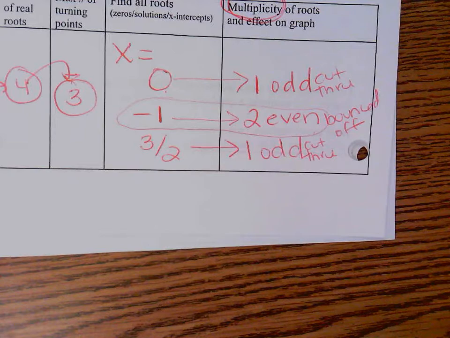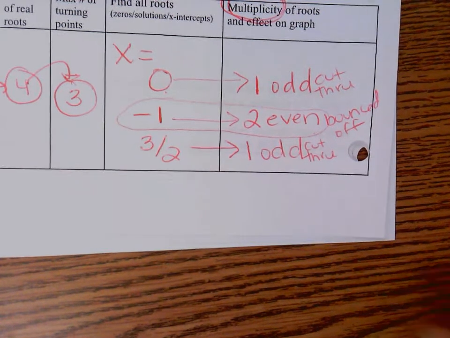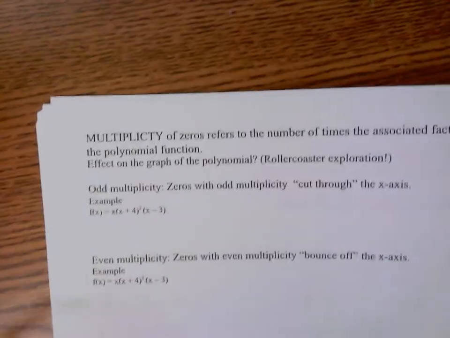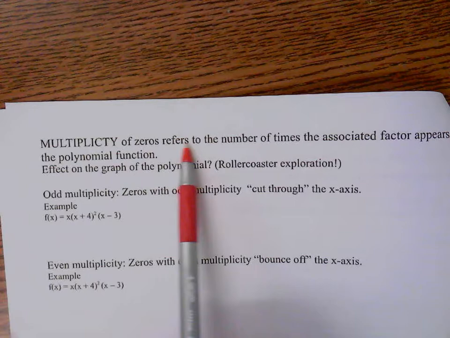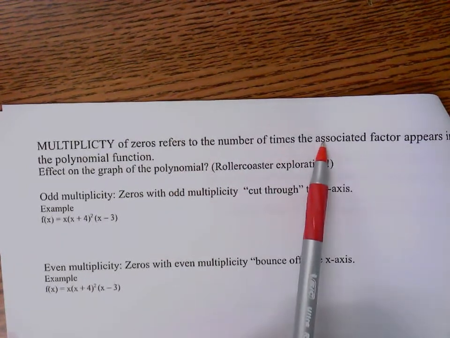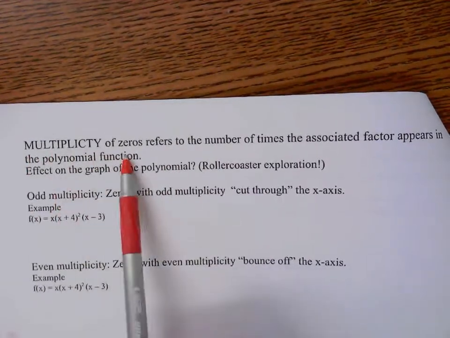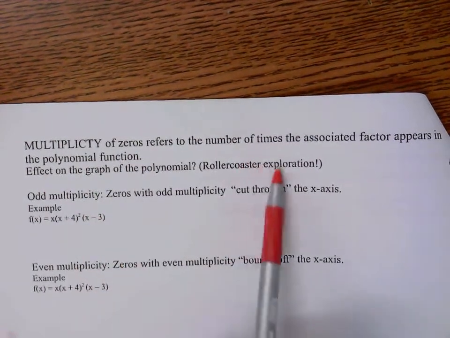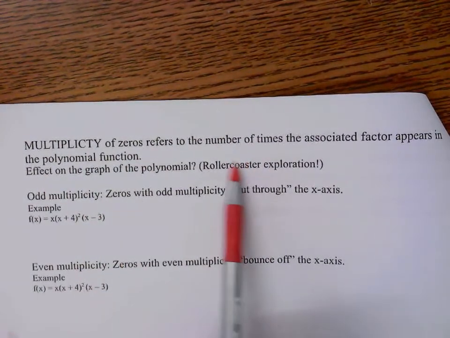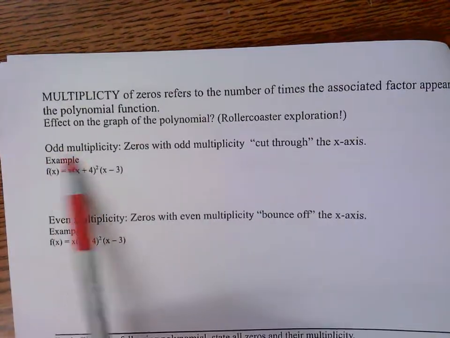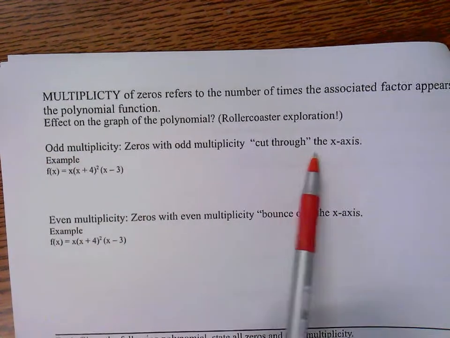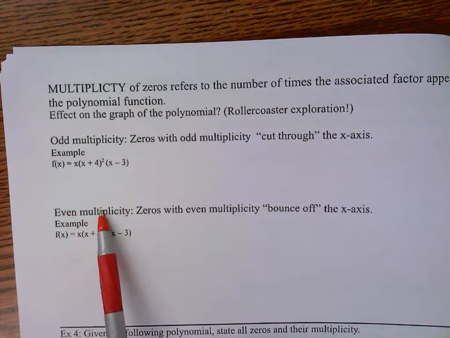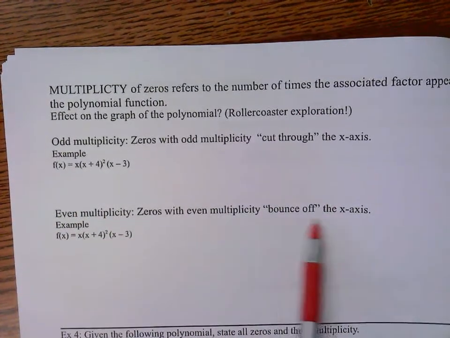And so if you look up at the top of this page, I just wanted to show you what it meant before I just read this rule to you. At the top of this page, it says the multiplicity of zeros refers to the number of times the factor appears in the polynomial function. And then what effect does it have? We're going to do a roller coaster exploration, I think, next class. Whenever there's odd multiplicities, it'll cut through the x-axis, and whenever it's even multiplicity, it'll bounce off the x-axis.